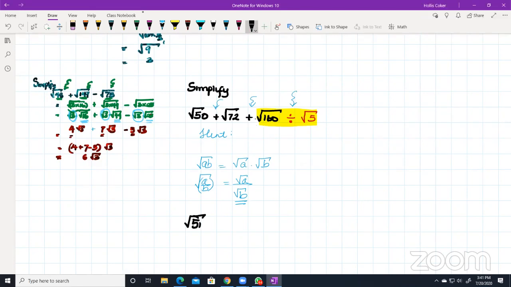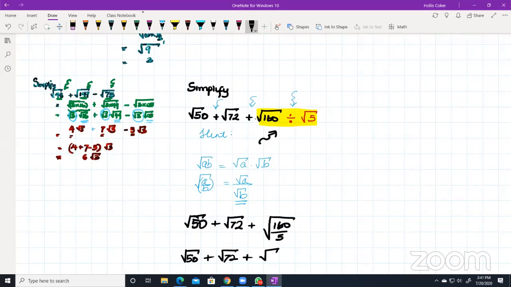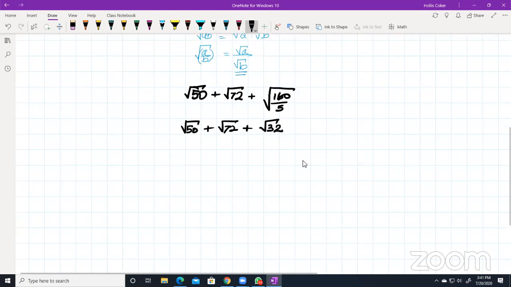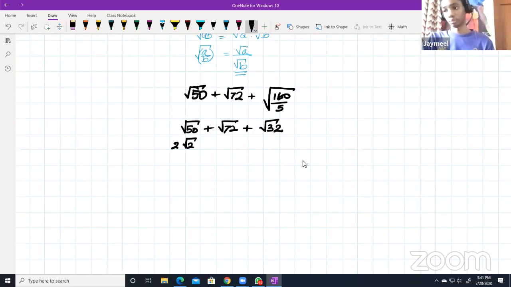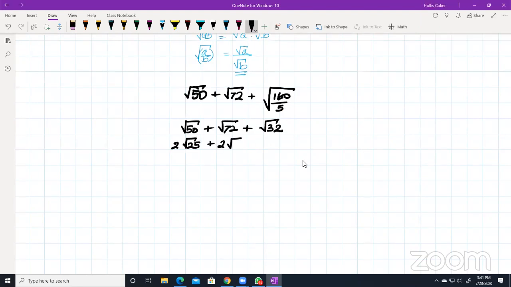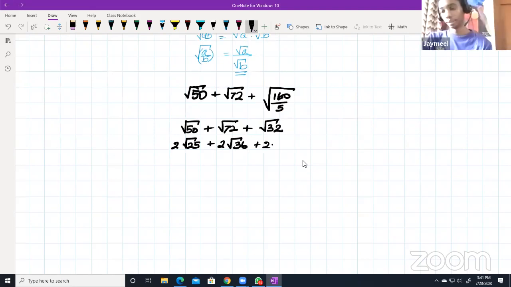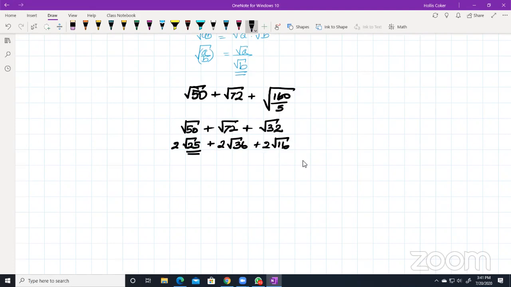So this be root 50, obviously, plus root 72. When you work out this part in yellow here, that's plus the root of 160 over 5, which is root 32. So root 50 plus root 72 plus root 32. Make sense? Yes, sir. I see 2 could go into 50, 2 into 72, 2 into 32, so that's 2. That's 2 root 25. This is 2 root 36. And this is 2 root 16. And all these numbers are perfect squares.